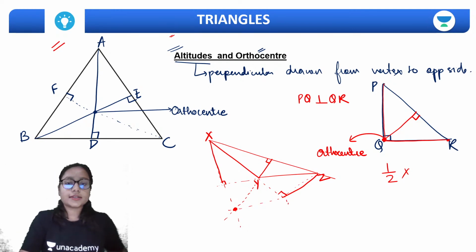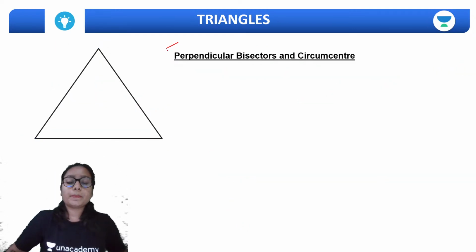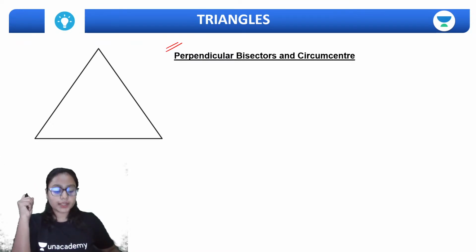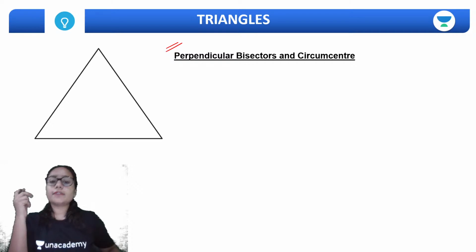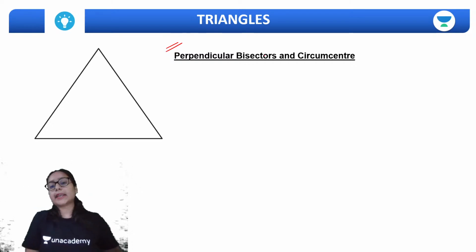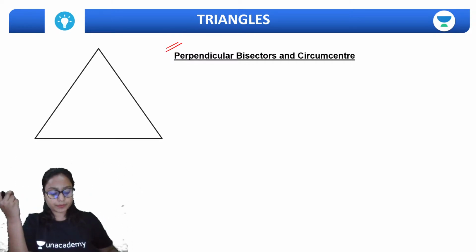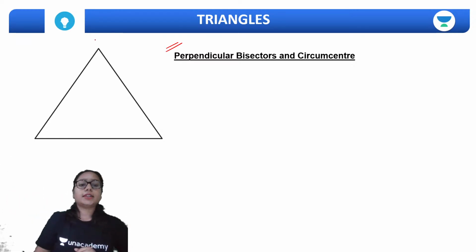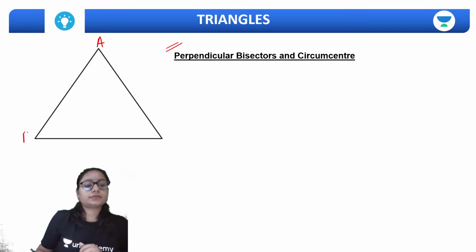Alright. Let us see perpendicular bisector and circumcenter. Now guys, please tell me what is the difference between a perpendicular bisector and an altitude. Think about it and answer.